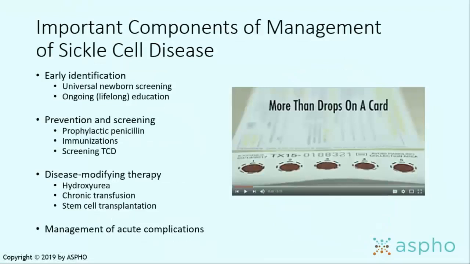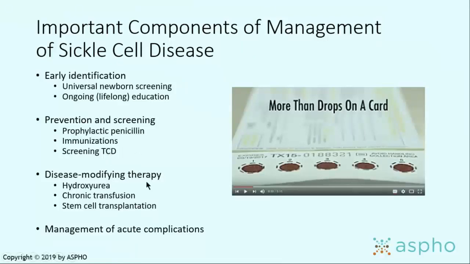So what are the important components of management of sickle cell disease? Early identification has proven to be one of the main ways in which we prevent disease complications. In the United States, every state screens for sickle cell disease. You know the little newborn screening cards that are placed. That allows for early identification and lets us begin ongoing lifelong education of both the caregiver and the patient as they get older. There are very important prevention and screening things that we do: prophylactic penicillin, immunizations against those bacteria that they're vulnerable to due to the splenic damage, and screening transcranial Doppler, which I'll talk a little bit more about.